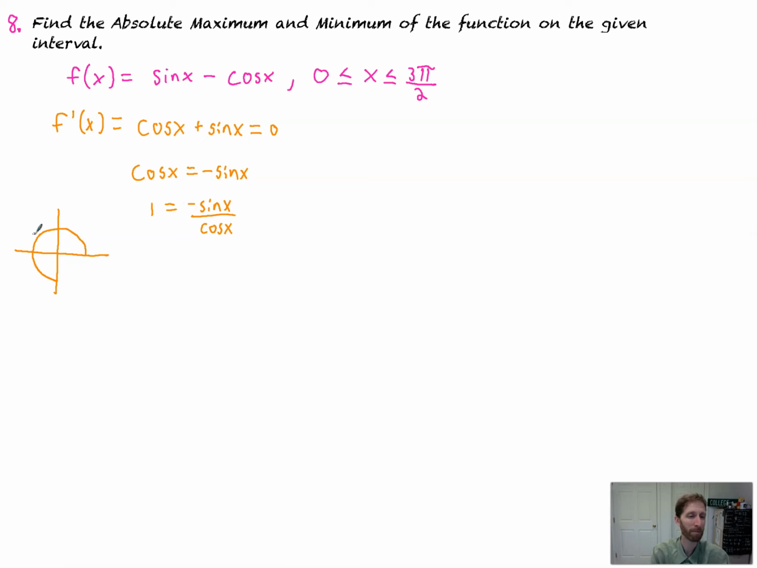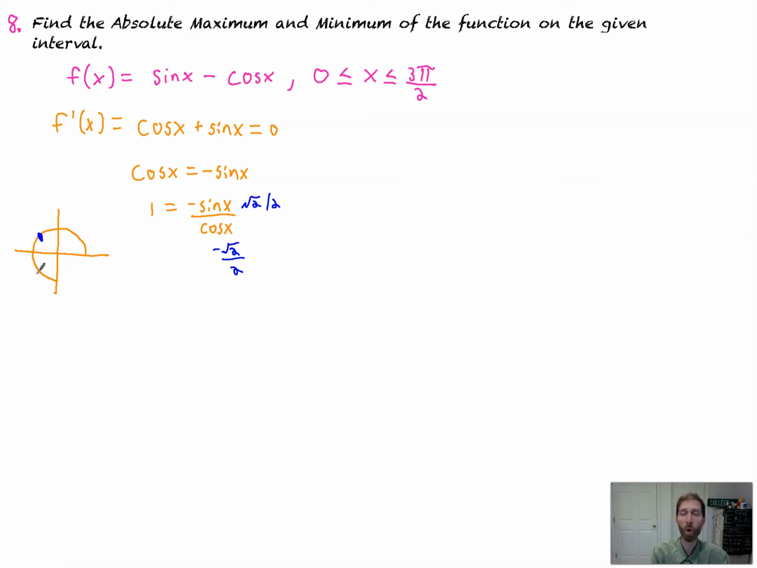That'll be negative 1. 3 pi over 4, cosine's negative, sine is positive. That's going to do it. Right? So we got 3 pi over 4. Again, because cosine is negative root 2 over 2 there, and sine is root 2 over 2 there. Negative root 2 over 2 over negative root 2 over 2 is 1.